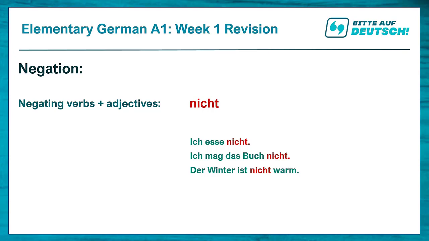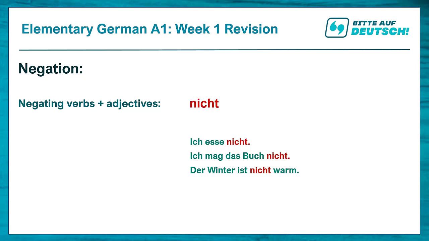In contrast, however, when we negate an adjective, we still use the same word, nicht. However, we put it in front of the adjective that we want to negate. So when we say, der Winter ist nicht warm, the winter is not warm, you do not put it at the end of the sentence, you put it immediately in front of the adjective.